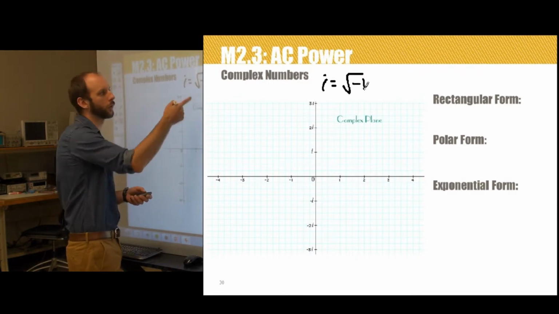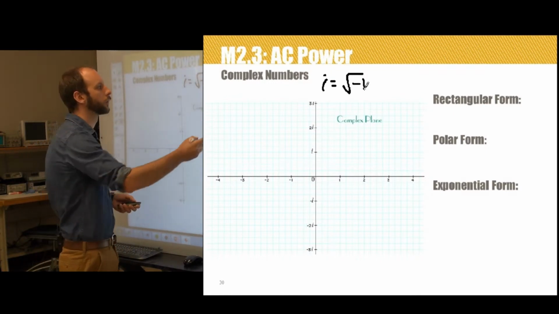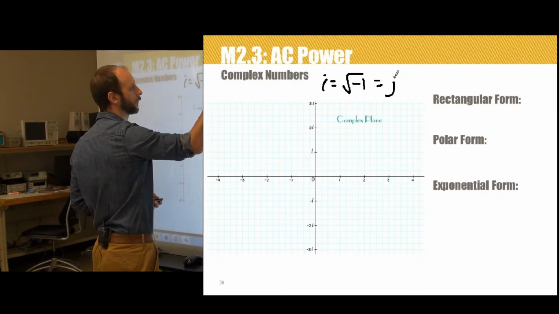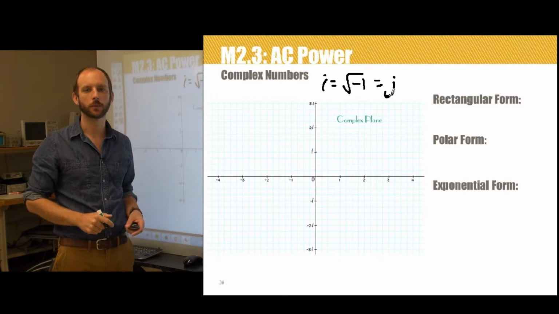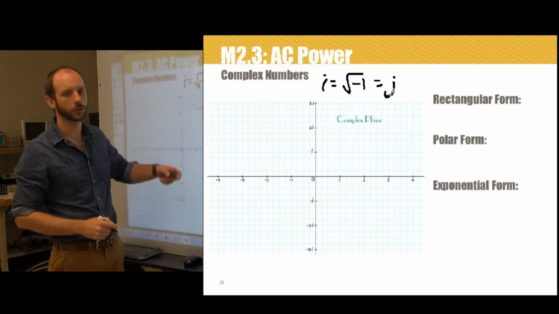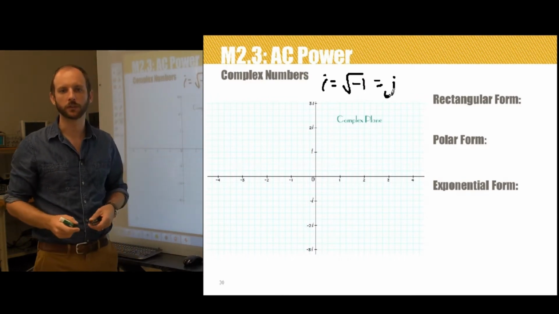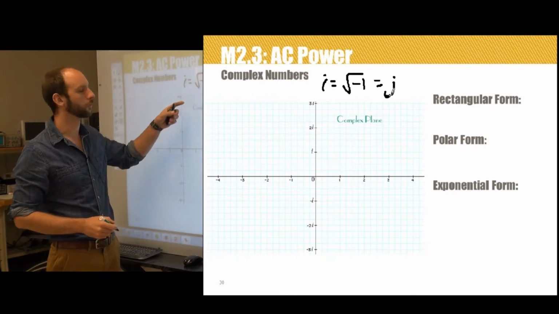In electrical engineering, we've already used i to represent current, so in this case we're going to replace it with j. You'll see throughout your classes that electrical engineers use the letter j to represent the imaginary unit, because i would be too easily confused with current.